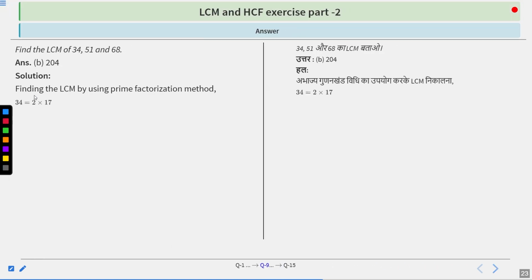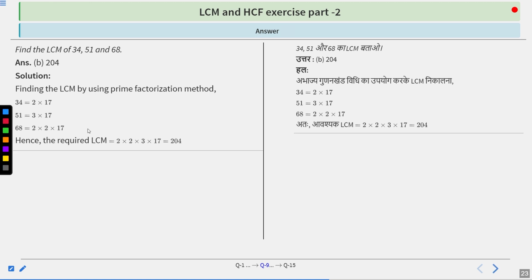Now, by using the prime factorization method, first of all we are going to find the prime factors of every number. So 34 can be written as 2 into 17. 51 can be written as 3 into 17, because 3 and 17 both are prime numbers. Similarly here 2 and 17 both are prime numbers. And 68 can be written as 2 into 2 into 17.